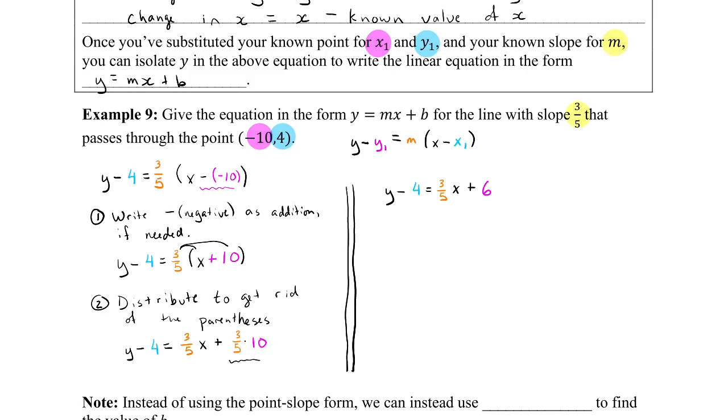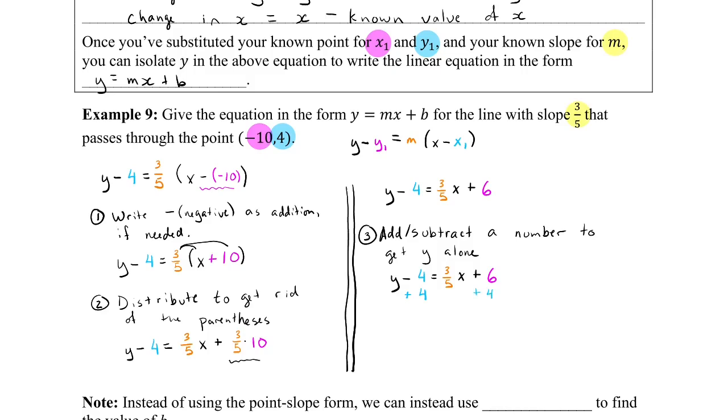Okay, so now we have no minus a negative, and we have no parentheses, and we've worked out all the multiplication on the right. The last step is to add or subtract a number to get y alone. So right now what's happening to y is that 4 is being subtracted from it. So I'm going to add 4 on both sides.